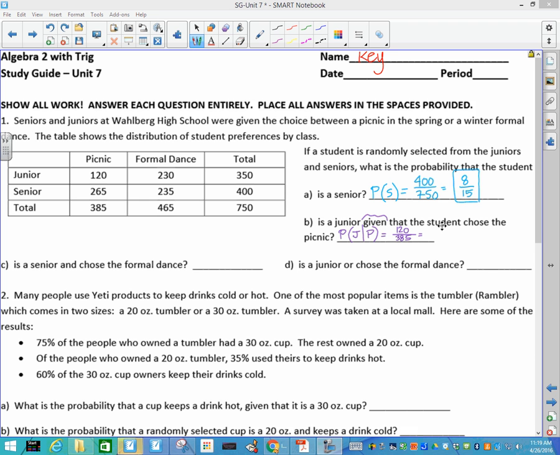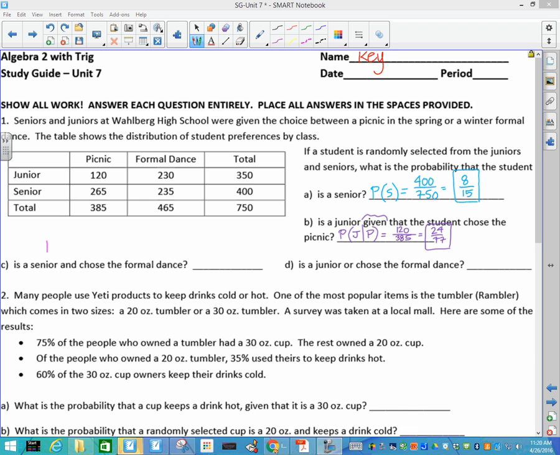So again, simplify that. If you don't know how to simplify that on your calculator, most calculators have a fraction button, unless you're using an 83 or 84. But if you use your fraction button and put 120 fraction bar 385, it should spit that back out at you. But of course, if it doesn't, you can put in the decimal that it gives you. Okay? Moving along. Probability that is a senior and chose the formal dance.